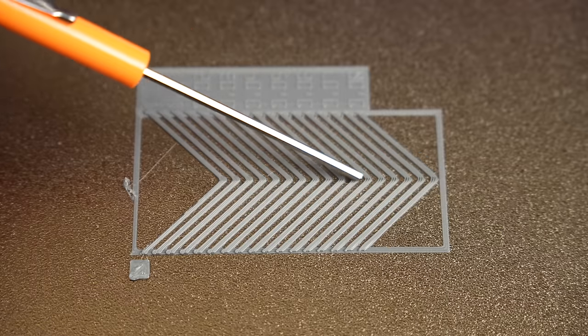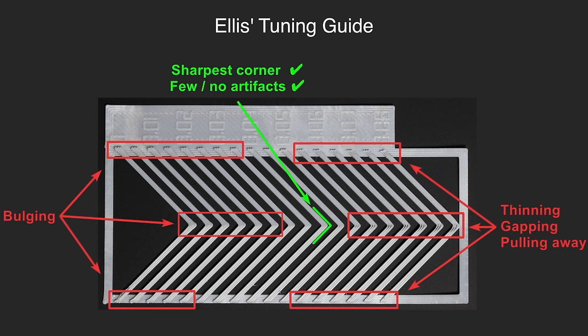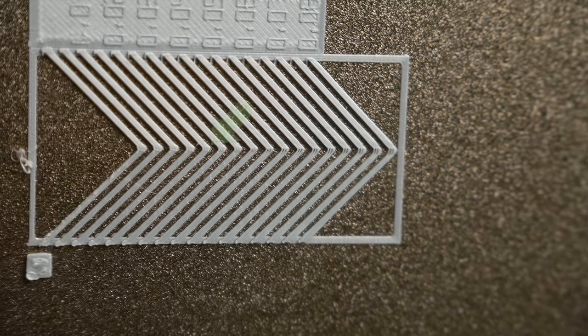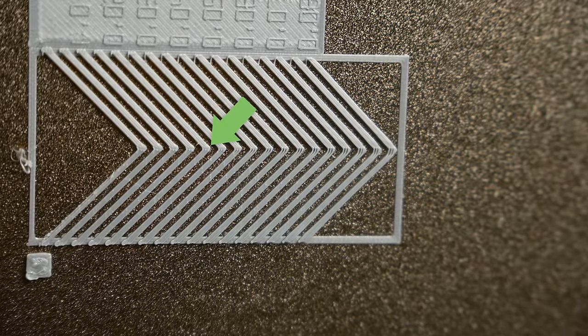We want to focus on the tips of the arrows. The best value will be the one that doesn't have any gaps between the lines, but also doesn't bulge out. We want the sharpest corner possible, and for my test, I felt that 0.02 looked best.